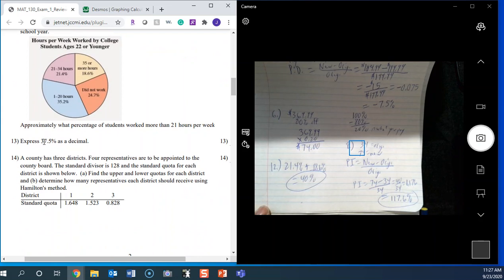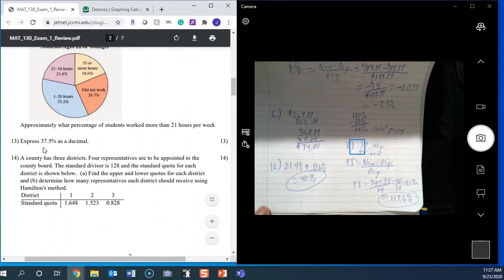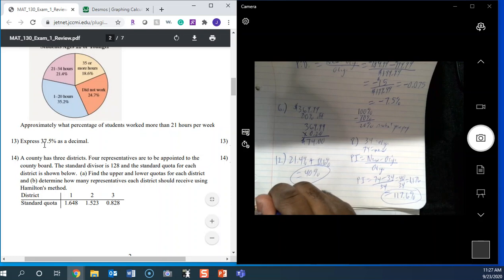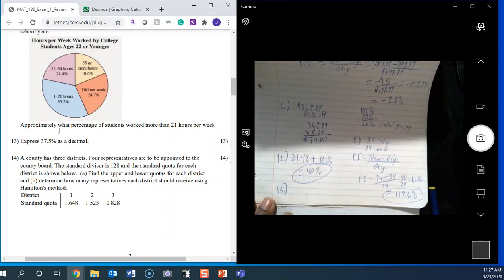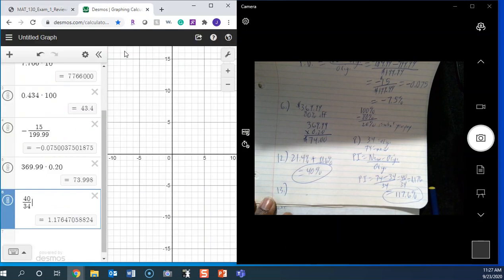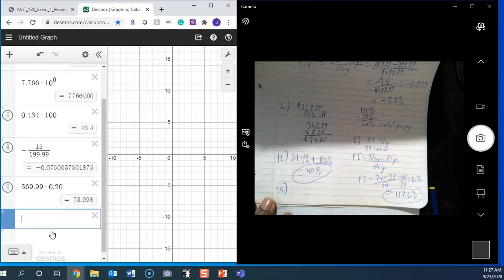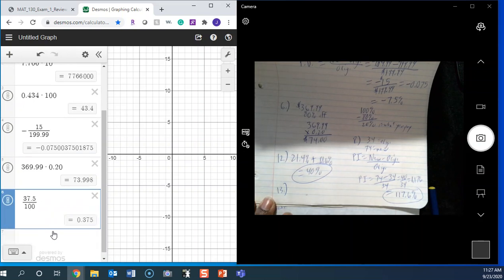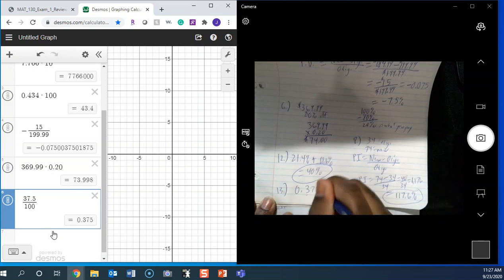Okay, now I'll do problem 13 real quick because we did it as a fraction. We want to change 37.5% to a decimal. So we would take 37.5, and since that was a percent, that'll be divided by 100, and Desmos gives us the decimal 0.375.